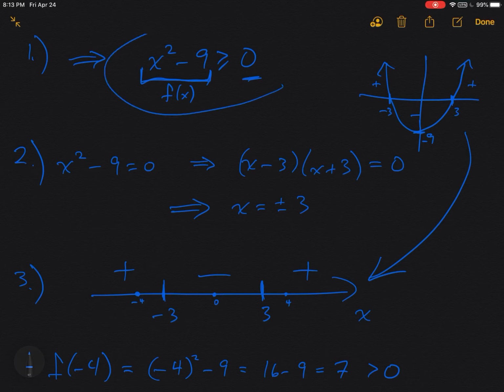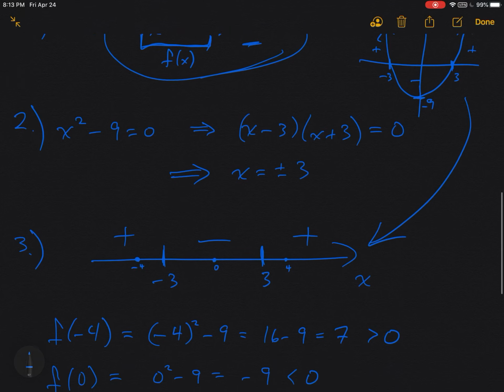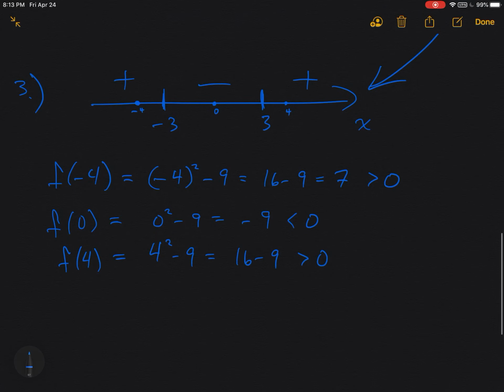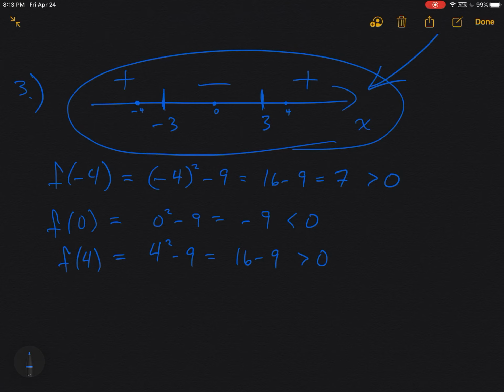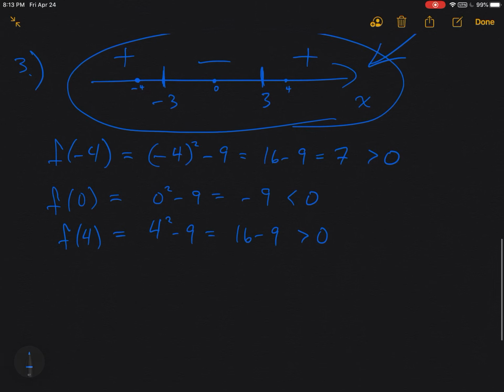But remember what we were looking for in step 1, and that was when is our function bigger than or equal to 0? So for my last step, I just need to use my sign chart to decide when this function will be bigger than or equal to 0, and that will be my last step here. So I'll say that f of x is bigger than or equal to 0 if x is in this region.